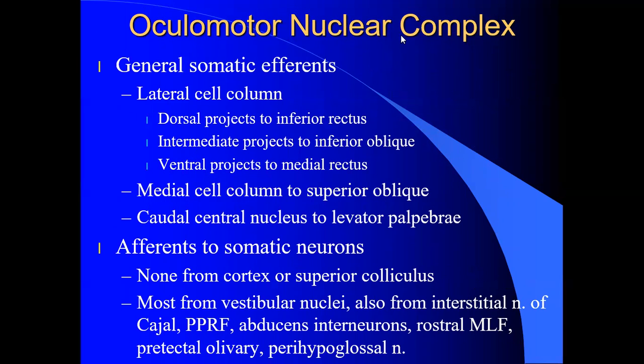Let's look at the oculomotor nuclear complex. I mean, come on, third nerve, talk to me about third nerve. So the third nerve is general somatic motor and that columnar organization we talked about, these are true, right? 3, 4, 6, and 12 are true somatic motor. Yeah, though the lateral cell column, I find this, myself, I can't remember this level of detail. You have dorsal projects, so there's multiple nuclei. The dorsal projects to the inferior rectus, the intermediate to the inferior oblique, the ventral to the medial rectus. If you can remember that, bless your heart. I'd have to look it up if I wanted to use that, which I rarely do.